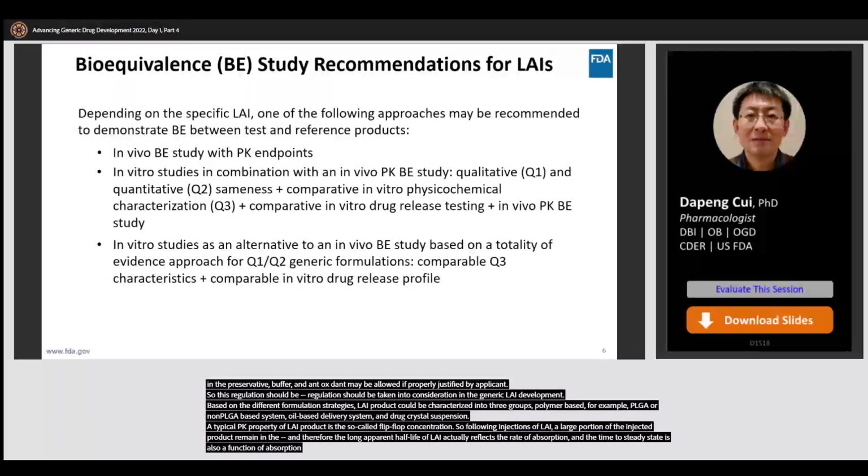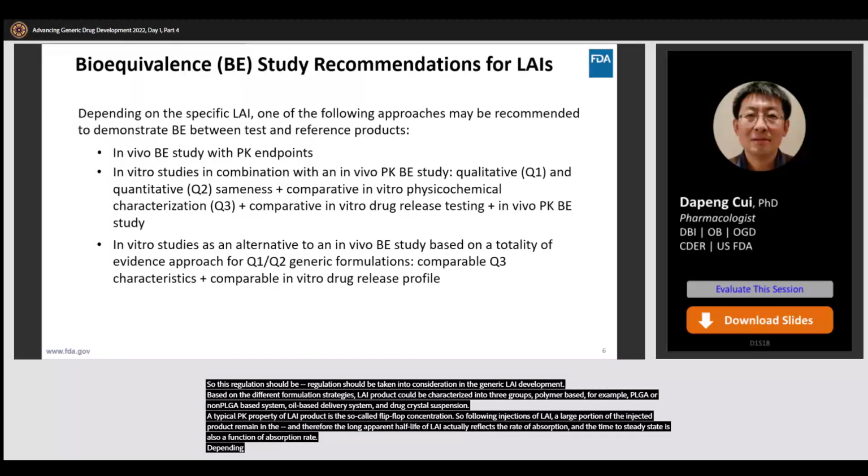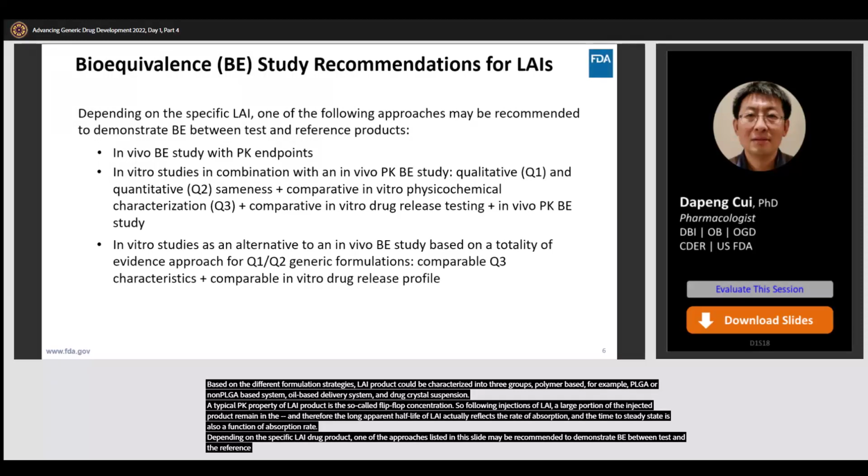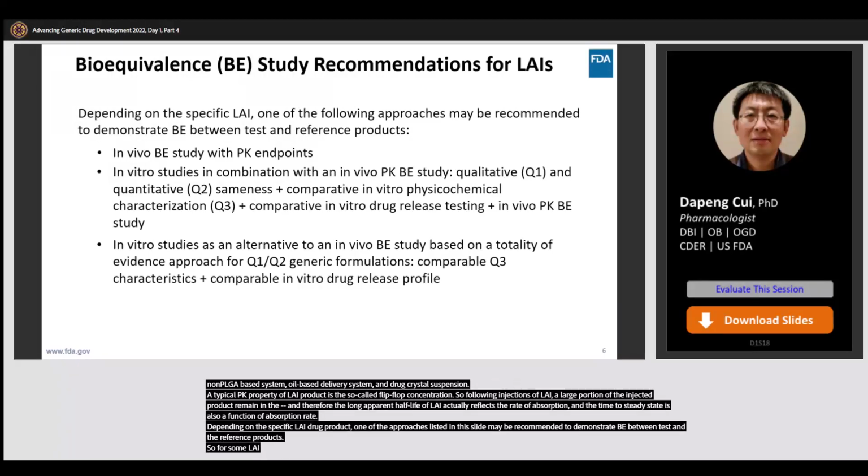So depending on the specific LAI drug product, one of the approaches listed in this slide may be recommended to demonstrate BE between test and the reference LAI product. For some LAI drug products, an in vivo PK study is recommended to demonstrate BE. And for some LAI products, BE is demonstrated using in vitro studies in combination with one in vivo BE study.